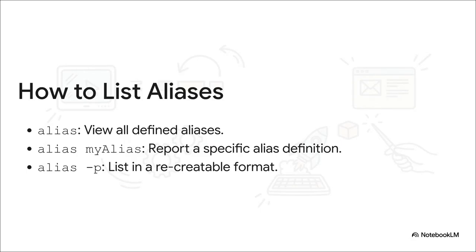It's actually super easy. Just type in alias all by itself. It'll spit out everything you've defined. If you want to confirm what our gc alias does, you just type alias gc. And here's a little pro tip for you. Using alias -p lists them out in a format you can literally copy and paste into a config file. We'll talk about why that's so useful in just a minute.